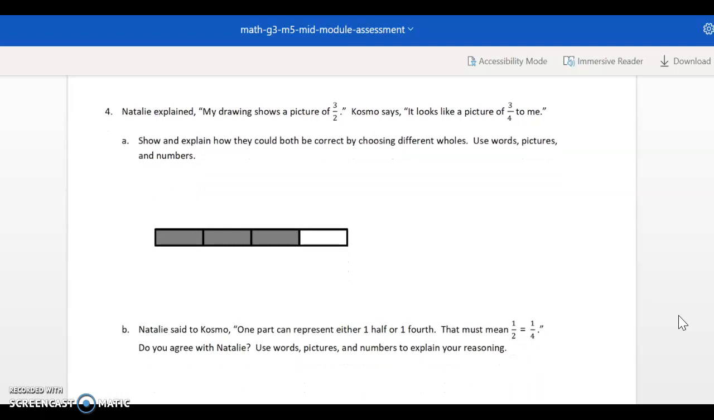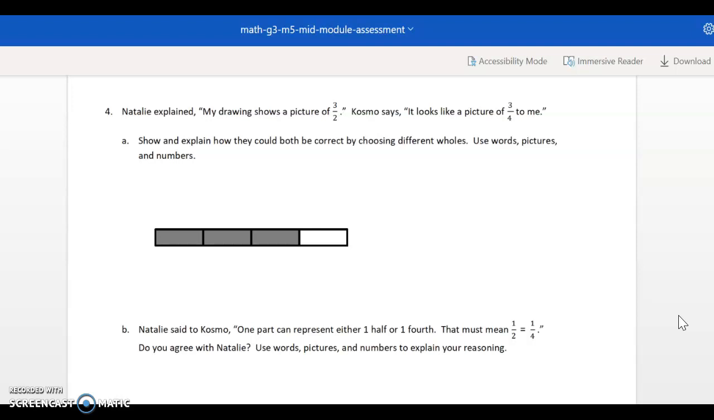Natalie explained, "My drawing shows a picture of 3 halves." Cosmo says, "It looks like a picture of 3 quarters to me." A. Show and explain how they could both be correct by choosing different wholes. Use words, pictures, and numbers.